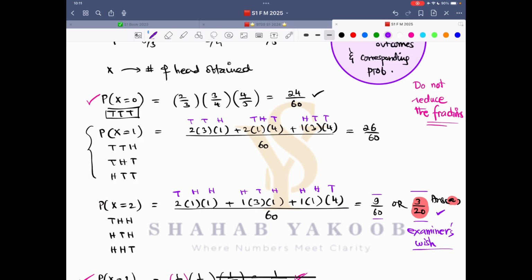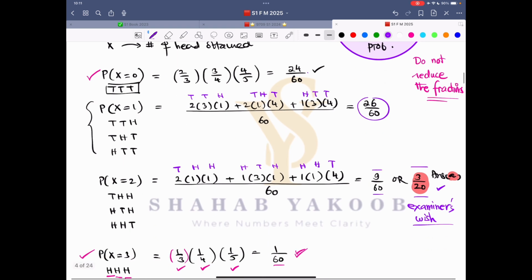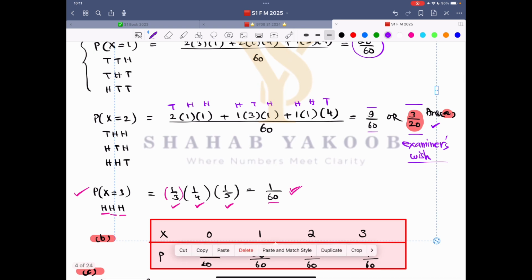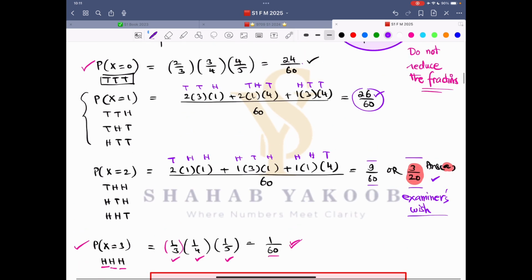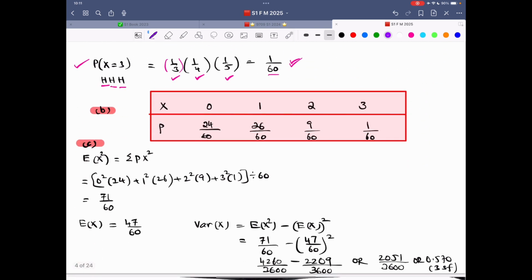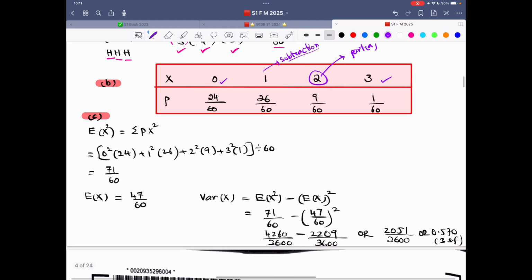And of course, I could have obtained this by subtraction because this was 24. This was 9. This was 1. So 24 plus 10, 34. Therefore, this numerator has to be 26. And then look at over here. So that's a probability distribution table. For 0 was the easiest, 3 was the easiest, 2 was the one that was asked in part A. And this can comfortably be solved by subtraction. So that is how this table is created.